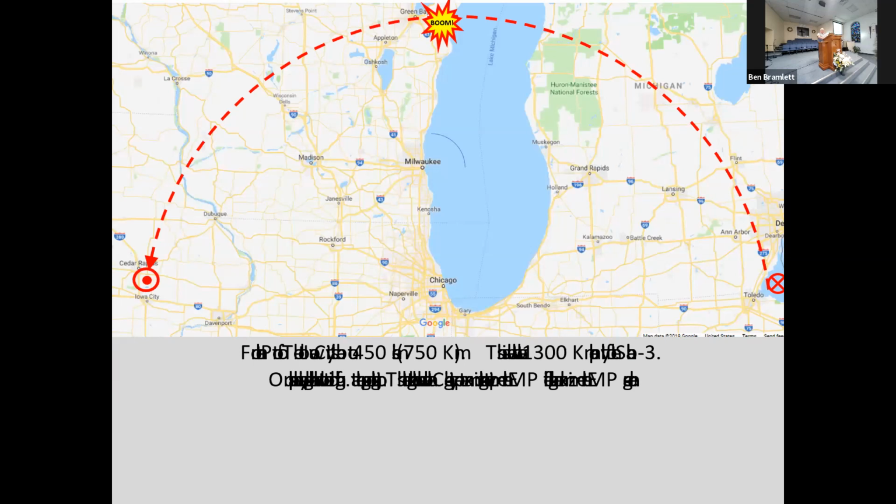Okay, this missile that the North Koreans and the Iranians have had for many years is capable of getting way, way higher than is necessary to make an effective EMP device. So in my imagined little scenario here, we shoot from Toledo, Ohio on the Great Lakes and have it explode directly over Chicago.